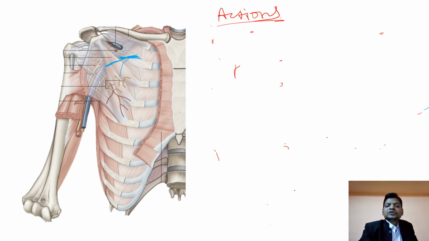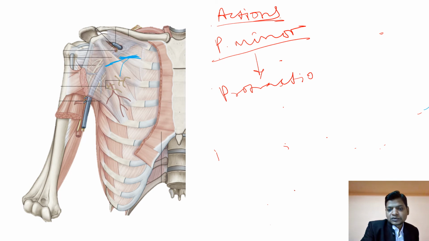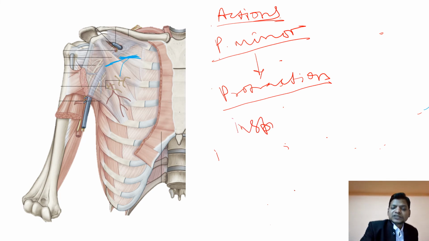Now coming to pectoralis minor. As it inserts on the scapula, it helps in protraction of scapula, meaning the scapula is moved forward towards the chest wall along with serratus anterior. It can act as an accessory muscle of inspiration also. So it also helps in inspiration.